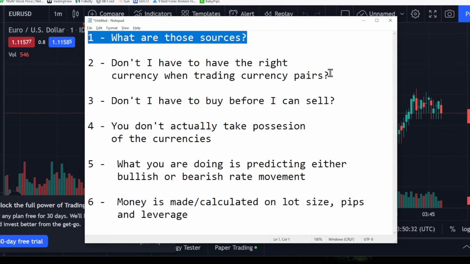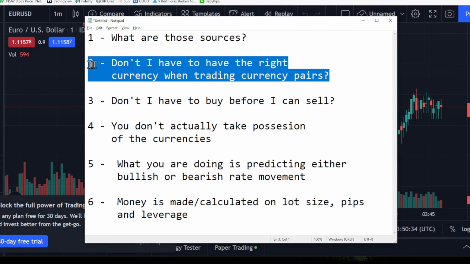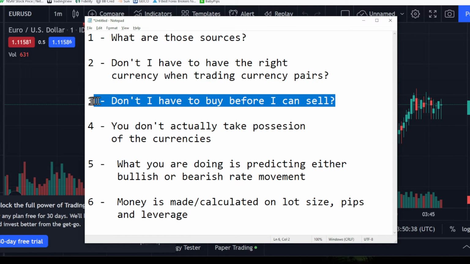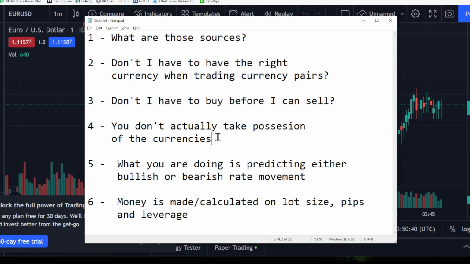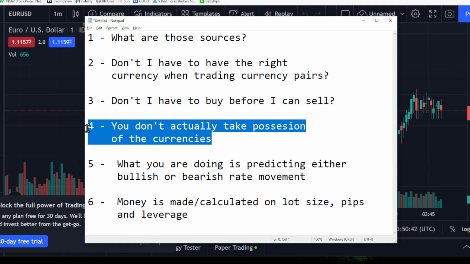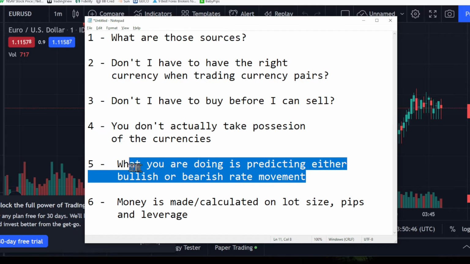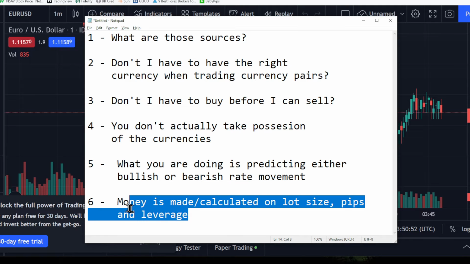And don't I have to have the right currency when I'm trading the currency pairs? Don't I have to buy before I can sell? And no, you don't actually take possession of the currencies, and I'll explain why. What you're really doing is just predicting either bullish or bearish rate movement, the exchange rate. The money you make back into your account is calculated on lot size, pips moved, and the leverage.